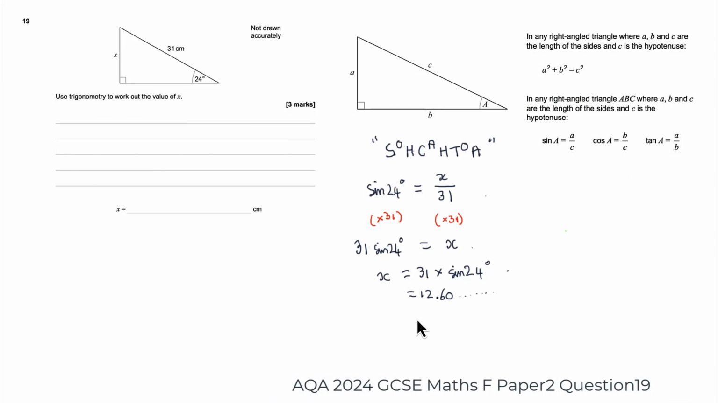So that would be our answer. I'm going to round that off to 1 decimal place, so it's 12.6. And it's in centimetres because that hypotenuse was measured in centimetres.